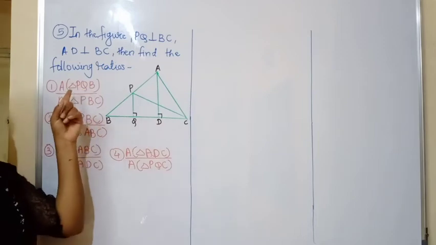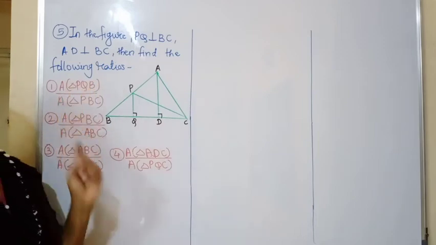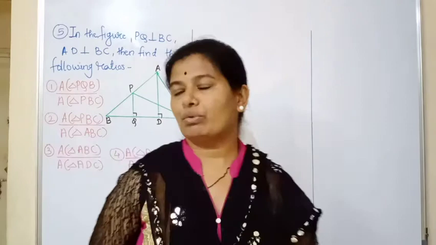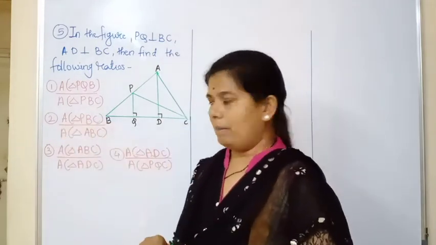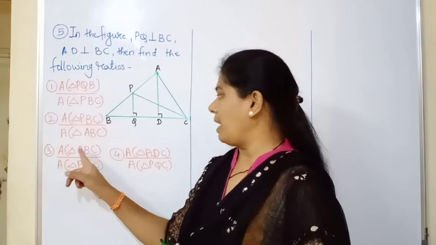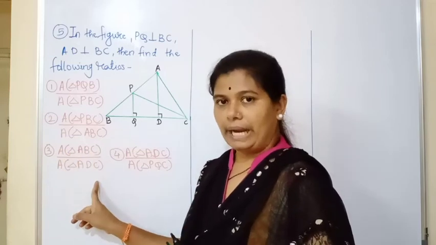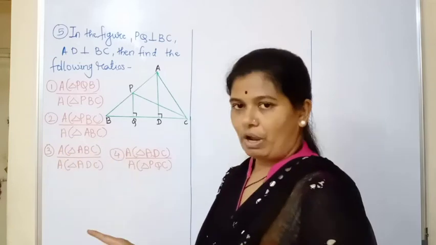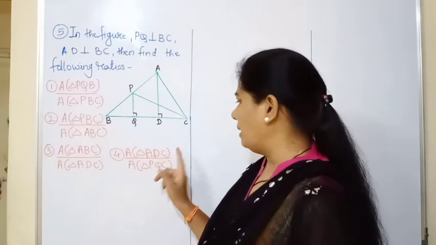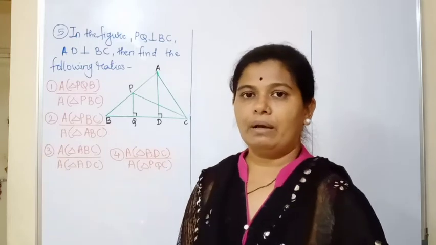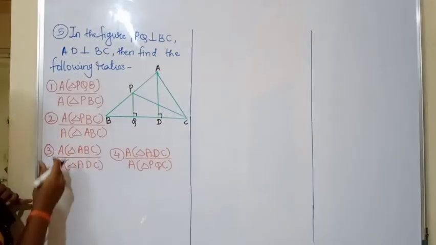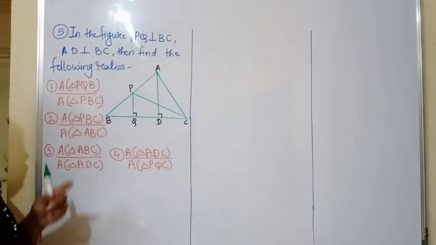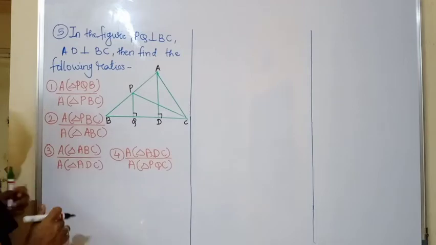So, the first one is area of triangle PQB upon area of triangle PBC, we have to find. Second one, that is the area of triangle PBC upon ABC. Third one is area of triangle ABC upon area of triangle ADC. And the fourth ratio we have to find is area of triangle ADC upon area of triangle PQC. Okay. Now we will start the first one, that is area of triangle PQB upon area of triangle PBC.